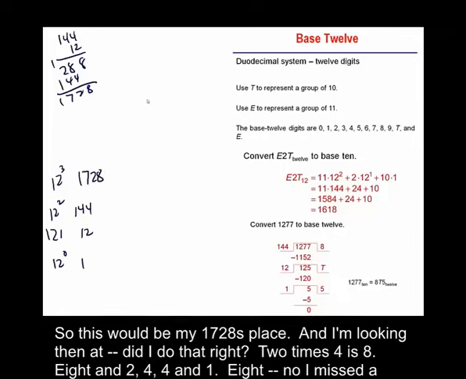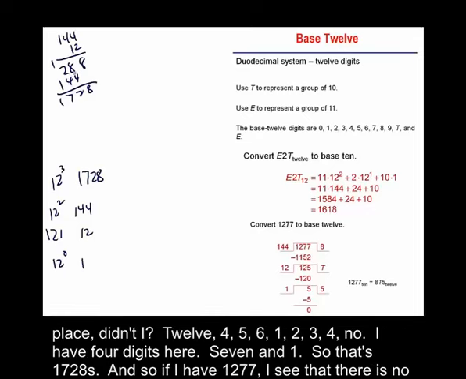And I'm looking then at... did I do that right? 2 times 4 is 8, 8 and 2, 4, 4 and 1, 8. Oh, I missed a place, didn't I? 12, 4, 5, 6, 1, 2, 3, 4. No, I have 4 digits here. 7 and 1, so that's 1728.